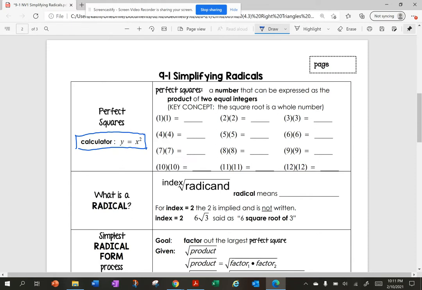So 1 times 1 is 1, so 1 is a perfect square. 2 times 2 is 4, so 4 is a perfect square. 9, 16, 25, 36, 49, 64, 81, 100, 121, and 144. We should have these that we're looking for on a regular basis, but know them by heart.